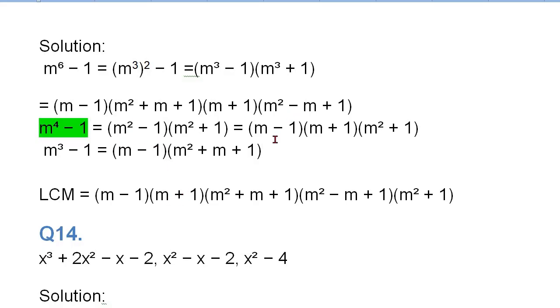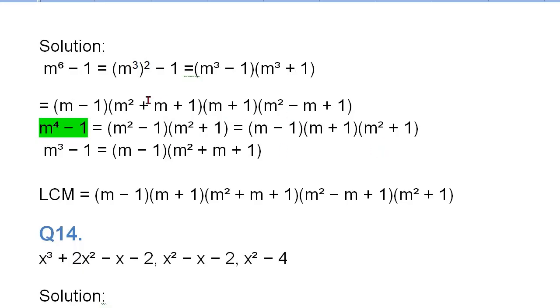Now we remember that these are the last parts. You have m minus 1 in all of them, take it common. The second term is m plus 1. M plus 1 is present here and here, and you have to take it. The remaining terms, m square minus m plus 1, and m square plus m plus 1, and m square plus m, this term will also be taken out.